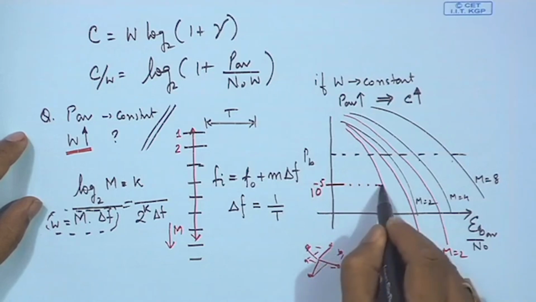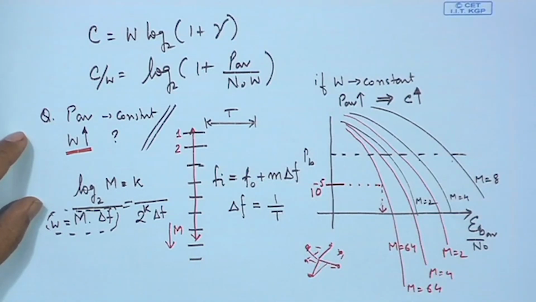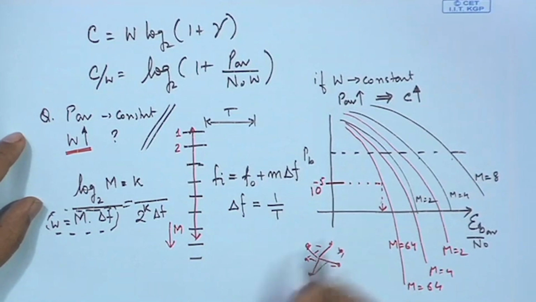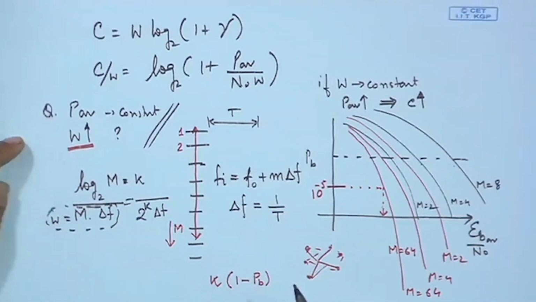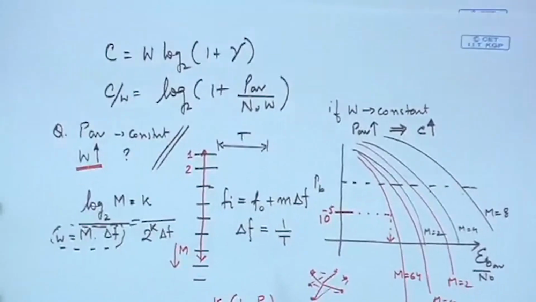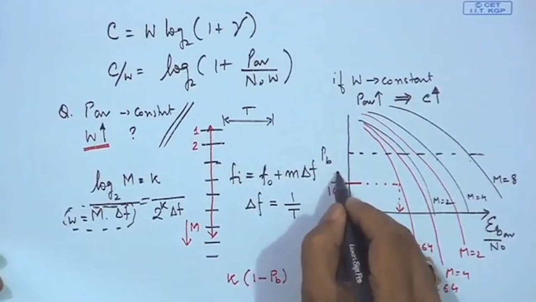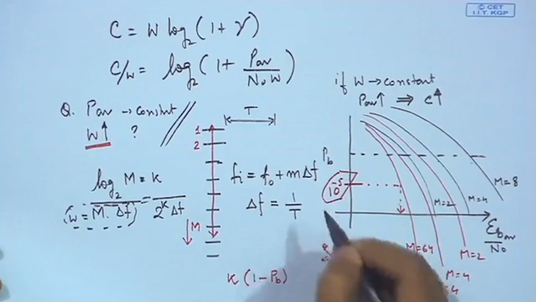At 10 to the power of minus 5, whatever is the Eb/N0, we choose that, because if we calculate that there are k bits per symbol, then the number of bits that are received successfully is on average 1 minus Pb. So, if Pb is 10 to the power of minus 5, nearly k bits are received successfully. So, 10 to the power of minus 5 is a good reference for considering error probability.